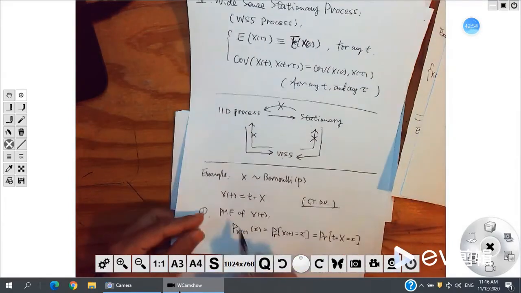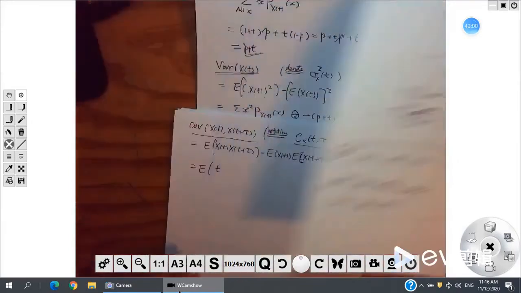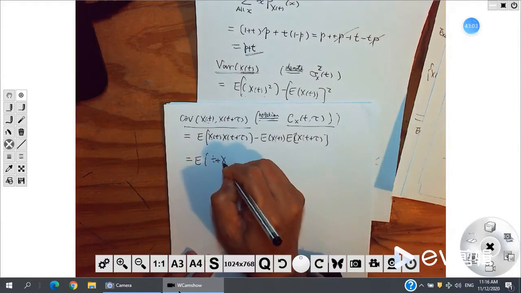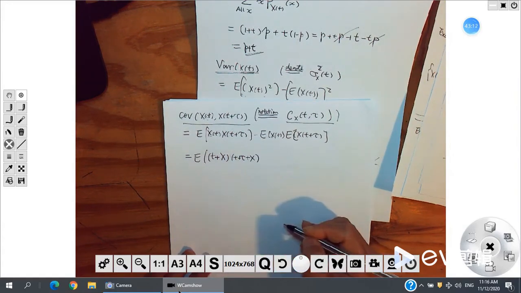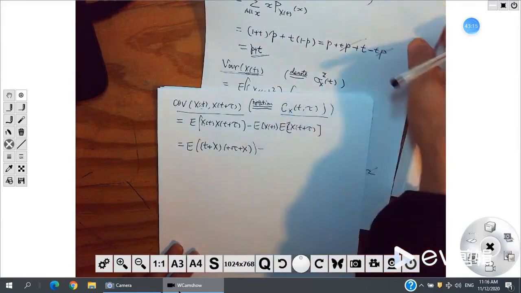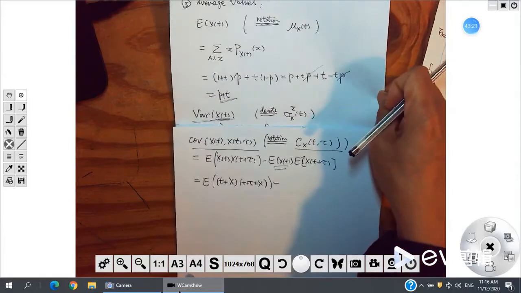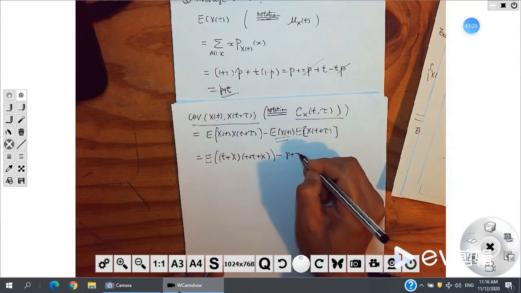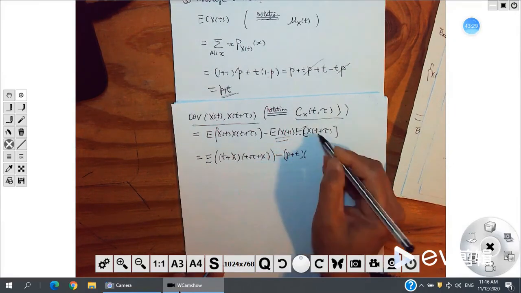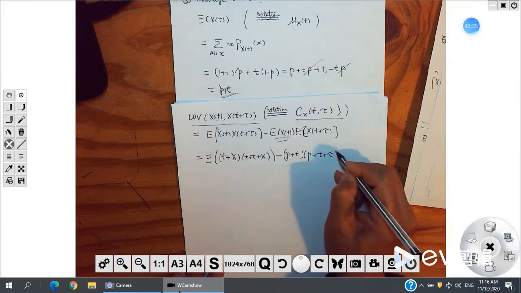X at time t is t plus x. So this one is t plus x, times this one, which is t plus tau plus x, and minus this one. We calculated that E of x is p plus t, so this part is p plus t, times p plus a different t, a different t, t plus tau now.